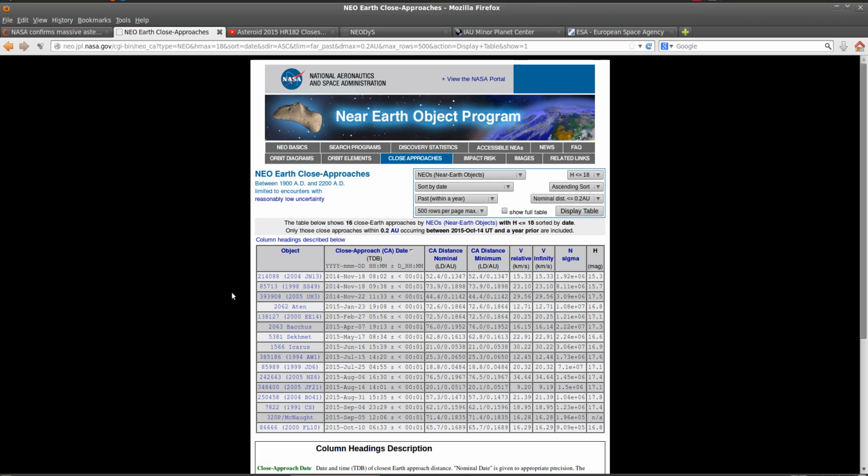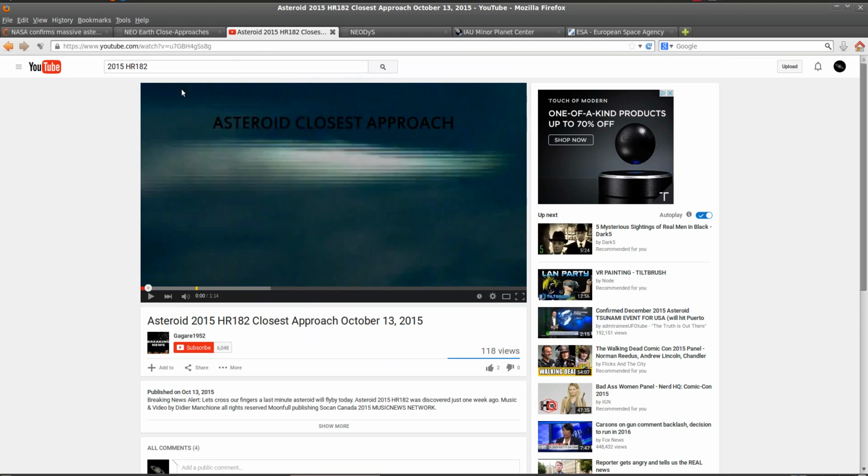In fact, we know about hundreds of them at any given time that could potentially hit Earth in the future. And one of these is coming up in the very near future. It hasn't made many waves yet, but asteroid 2015 HR182 was discovered earlier this year and is set to make a close approach this month. Now, it says here in the title of this video that the closest approach was on October 13th, but that's not necessarily true. We're going to get into that in a minute.